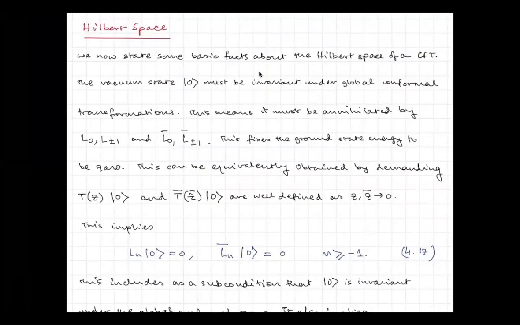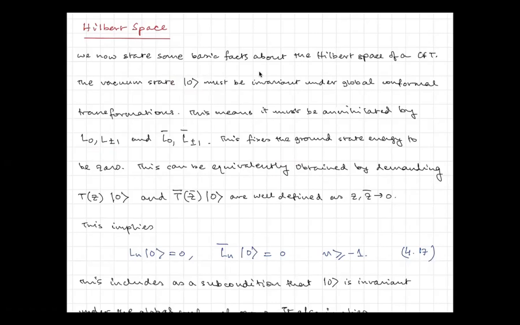So let's just state now a few basic facts about the Hilbert space of a CFT. Now, the vacuum state is going to be defined as something which is invariant under global conformal transformations. Okay, so what does that mean? It means that L_0, L_{±1}, and L_0 bar, L_{±1} bar are going to annihilate this particular vacuum state. Okay, so this essentially fixes the ground state energy to be equal to 0.